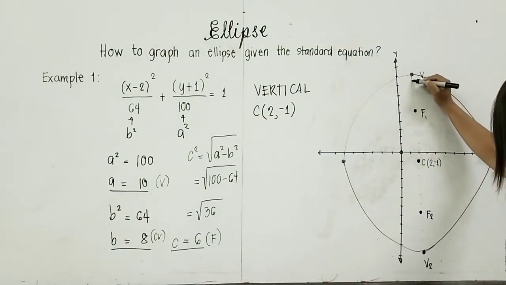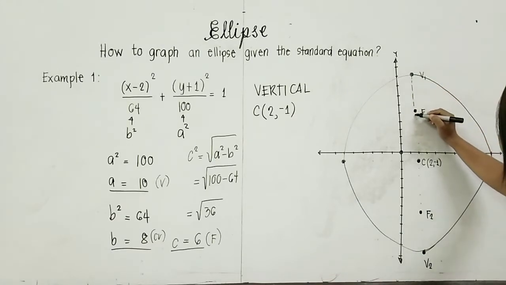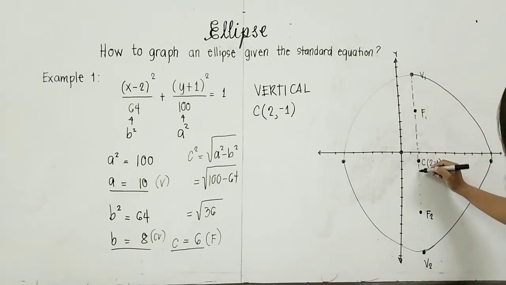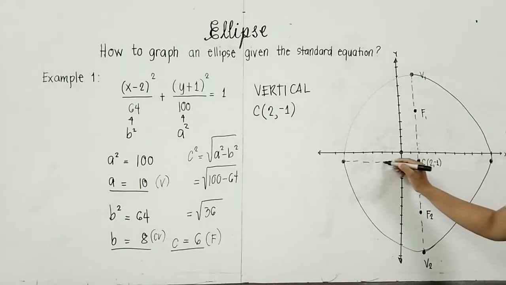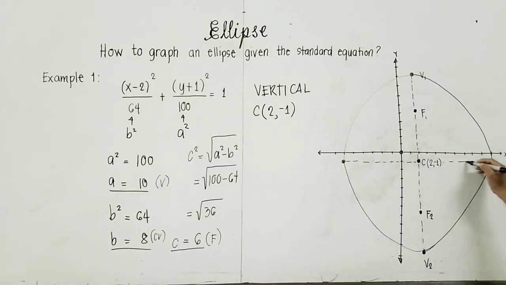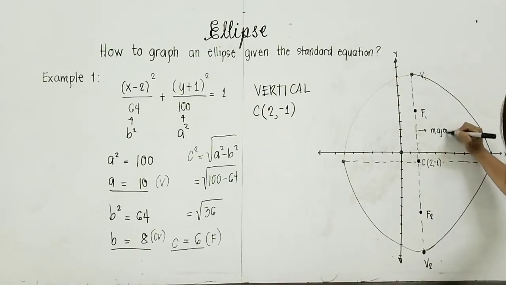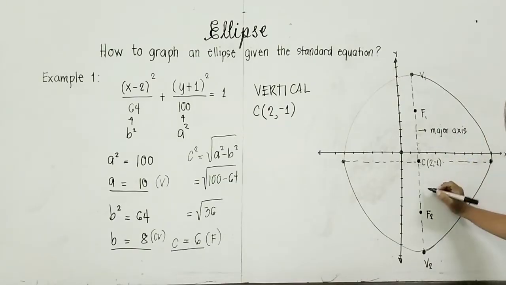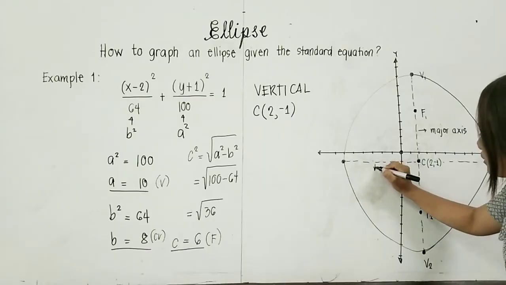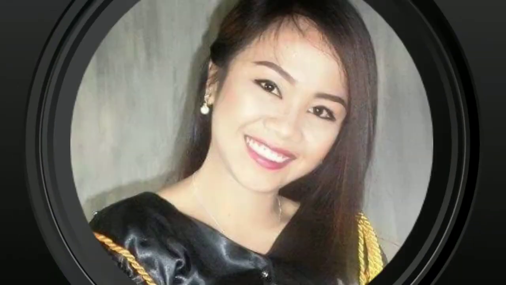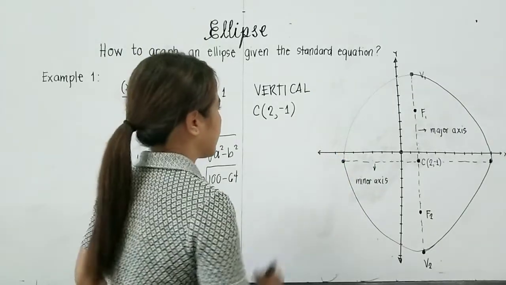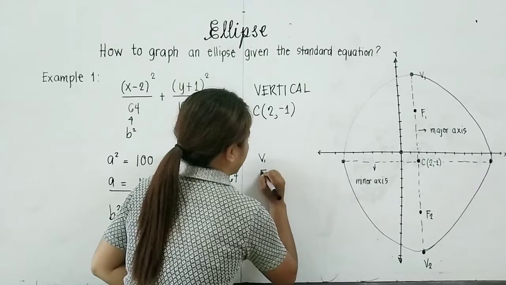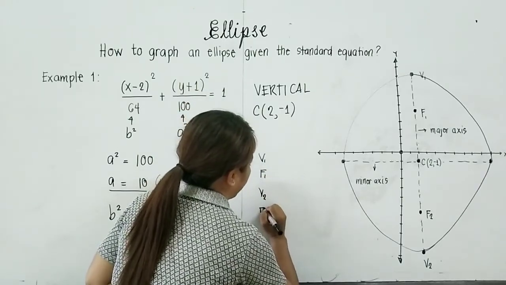This is our major axis or the principal axis, and this is our minor axis. Now we will determine the coordinates of our foci and our vertices. So V sub 1, F sub 1, V sub 2, and F sub 2.